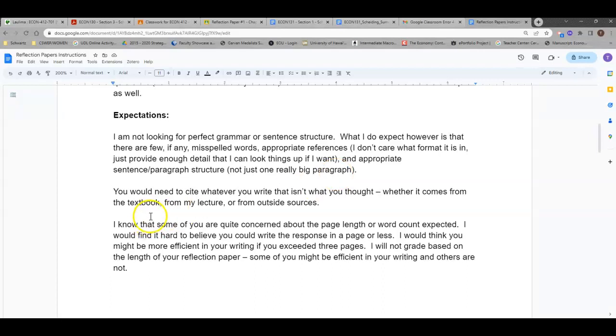Just don't turn something in with no references, because then it's presuming that it's coming just from you. So if you have to cite the textbook, cite the textbook. If you're citing my lecture, cite my lecture. You don't have to give me time and date kind of thing. You just say chapter 2 lecture, right? And then the other thing is that you cite some outside sources.